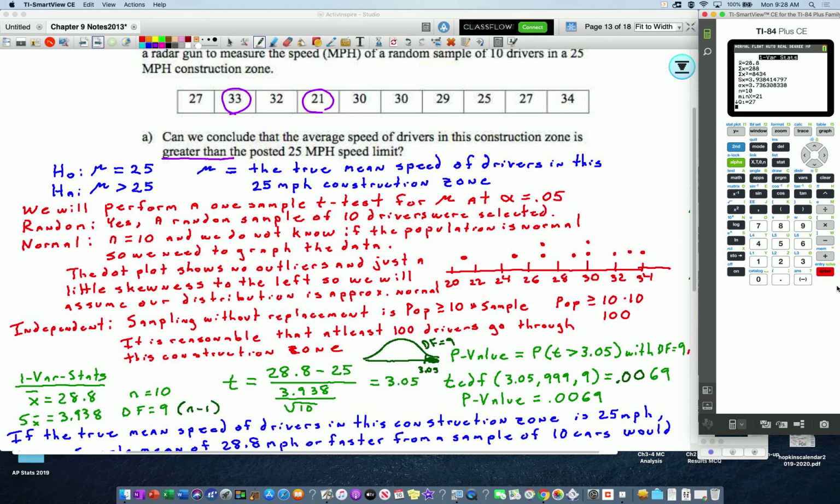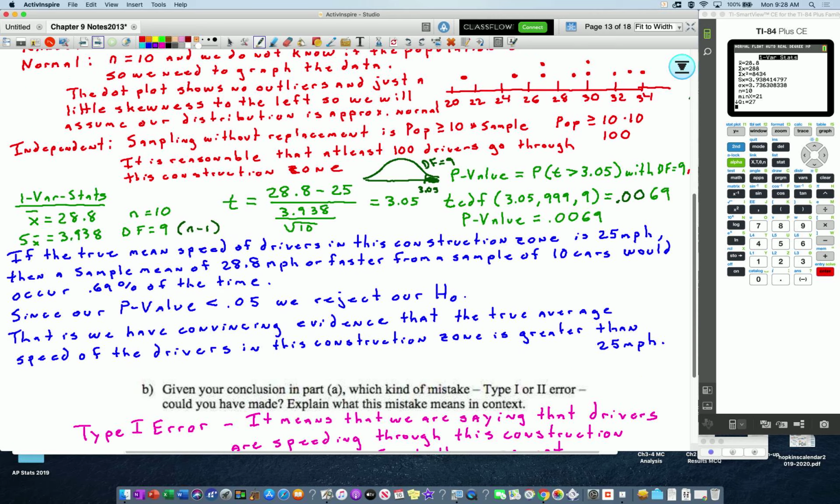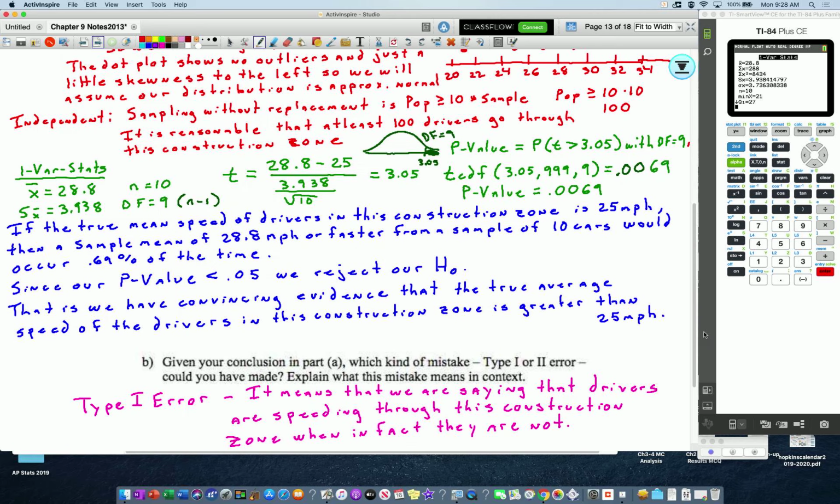Calculate it out. And there's my sample mean, and there's my sample standard deviation that I'm going to use to calculate out my z-score. Okay, so I noted those values. Degrees of freedom, again, 10 minus 1 is 9. So my t-statistic, my sample mean, minus 25 over my standard deviation gives me a t-score of 3.05.